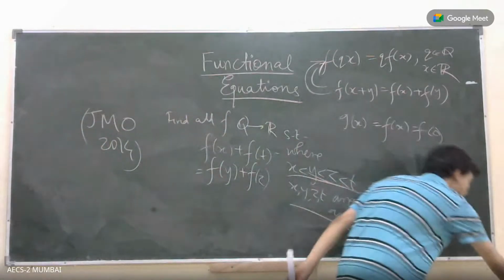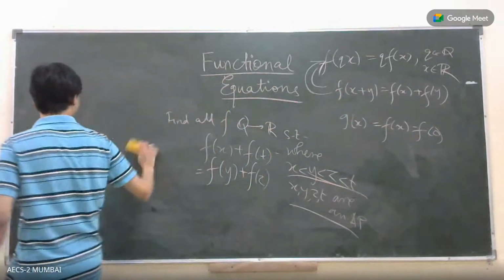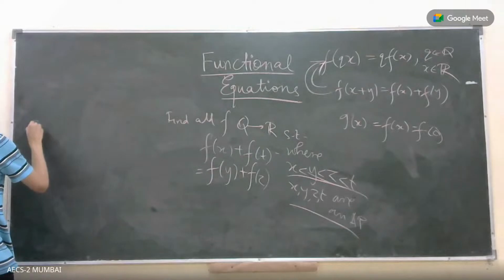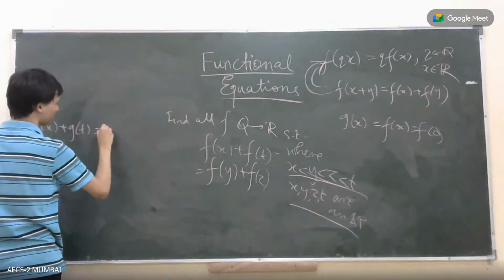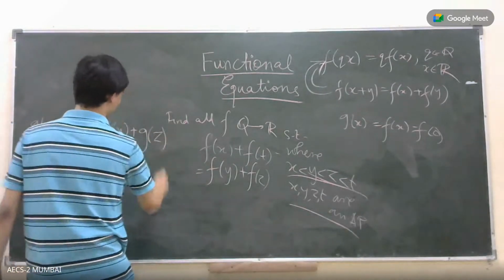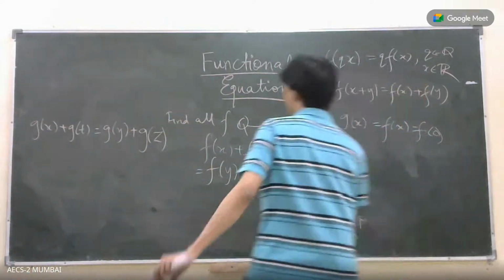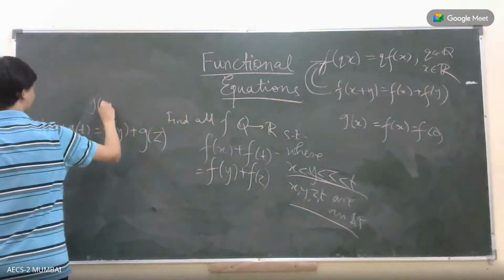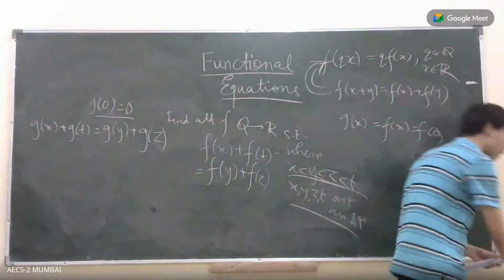Okay. So basically you shift the whole thing and then you have gx plus gt equals gy plus gz, with the added benefit that g0 equals 0. So this is one trick.